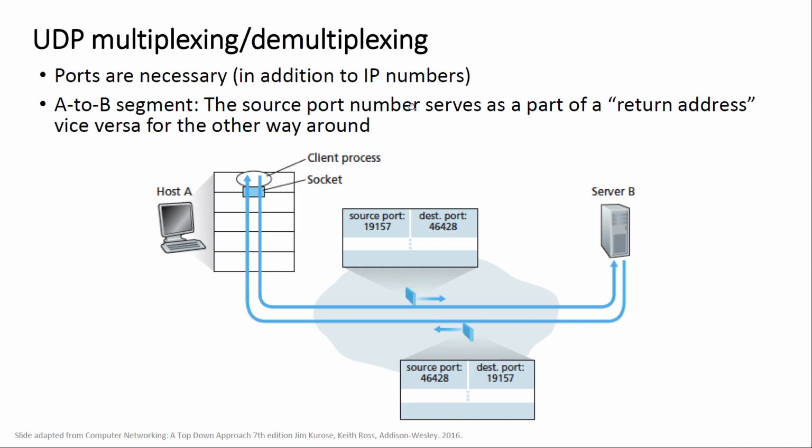Ports are necessary in addition to IP numbers, because otherwise we cannot know which process is actually sending or receiving this data. So for an A to B segment, the source port number serves as a part of a return address, and vice versa the other way around. So once you are sending your data, you also include your source port because this will be your return address.